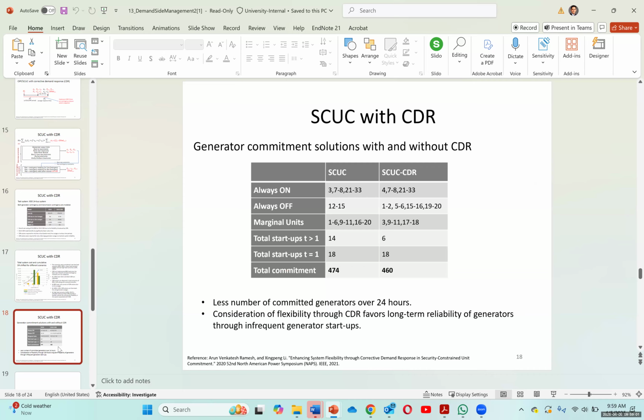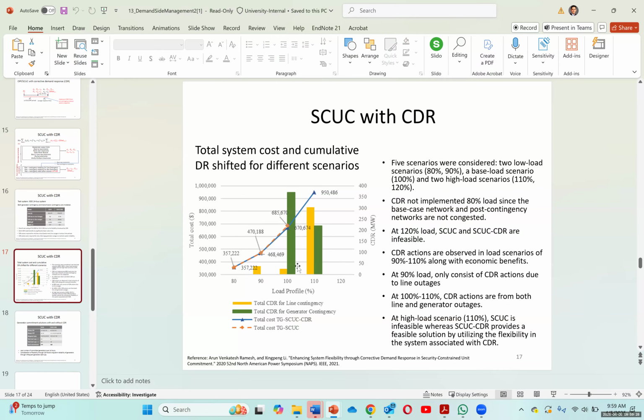And this gives us another table for the generator commitment solution with and without the CDR. And you can see this is with the CDR and without the CDR. And this shows when the unit is always on, always off, marginal units, and so on. And we can see that there's a lesser number of committed generators over 24 hours. And you can see it obviously here as well. When we have a CDR, you have less generator commitment compared to the line contingency.